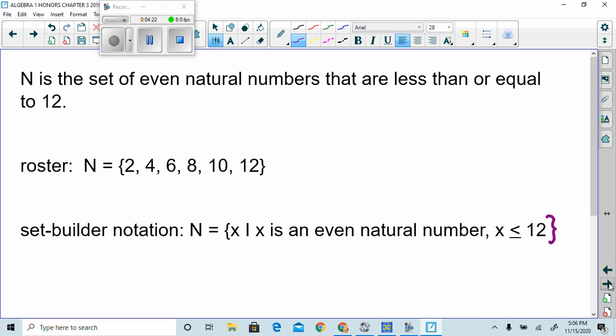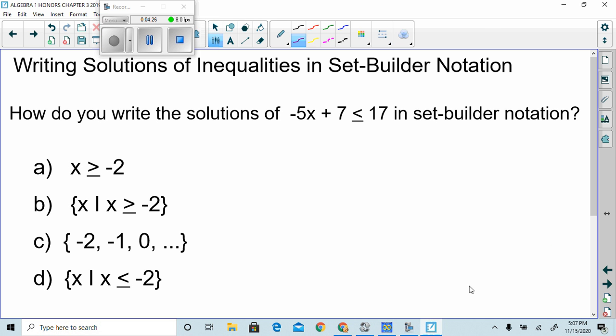Now we can apply this to another form when we're going to write solutions of inequalities as set builder notation. We're going to be given an inequality, asked to solve it, and this one is easy because we have some multiple choice to help us out. Let's start by subtracting 7 on both sides.